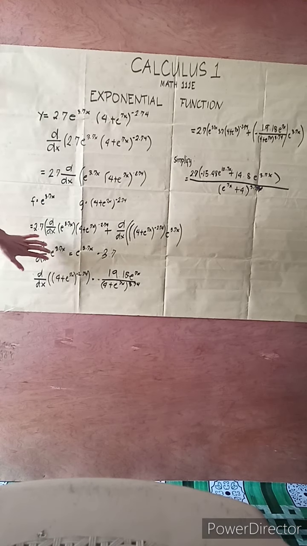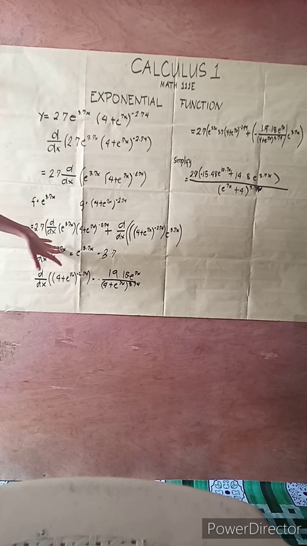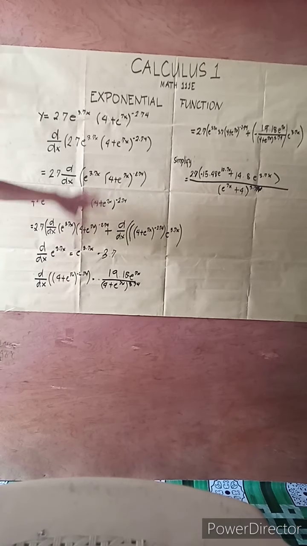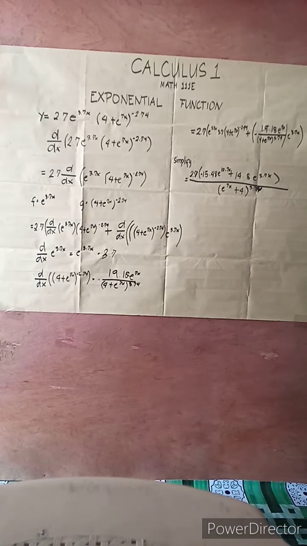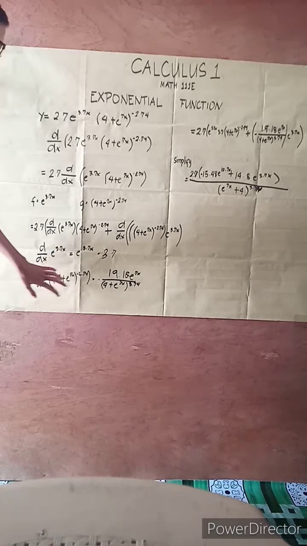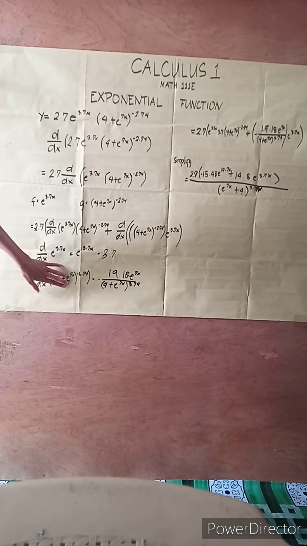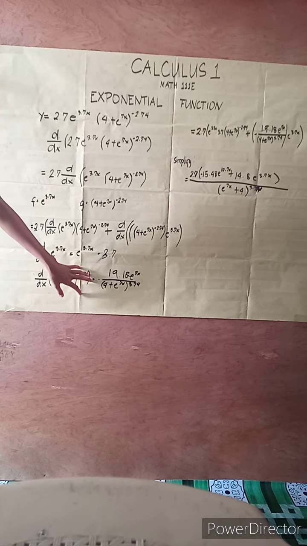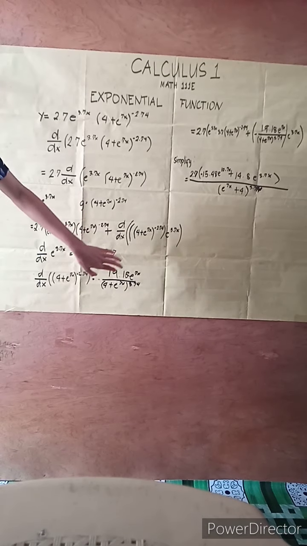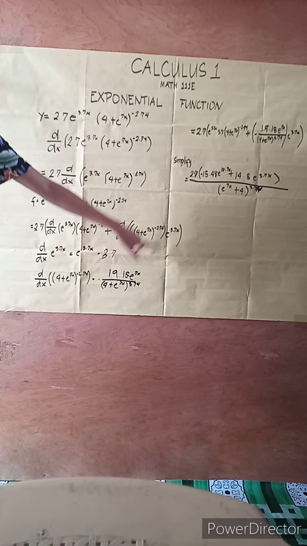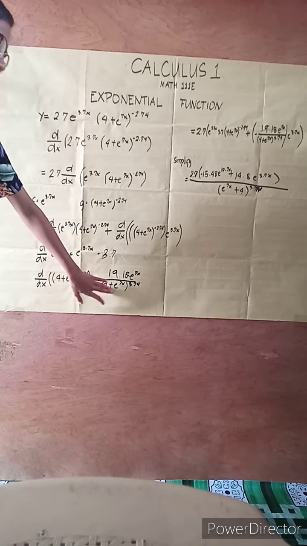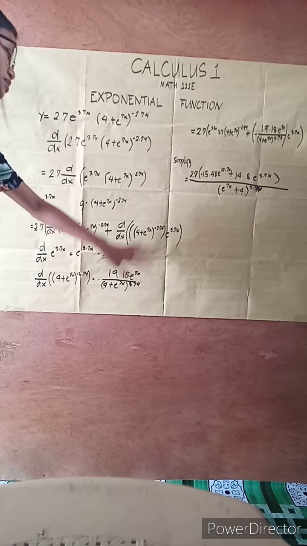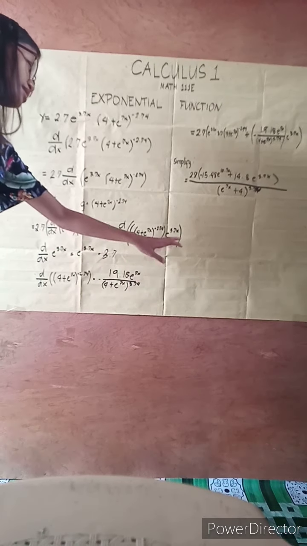So the derivative of e raised to the power of 3.7x is equal to e raised to the power of 3.7x times 3.7. Then the derivative of (4 plus e raised to the power of 7x) raised to the power of negative 2.74 is equal to negative 19.18 e raised to the power of 7x over (4 plus e raised to the power of 7x) raised to the power of 3.74.